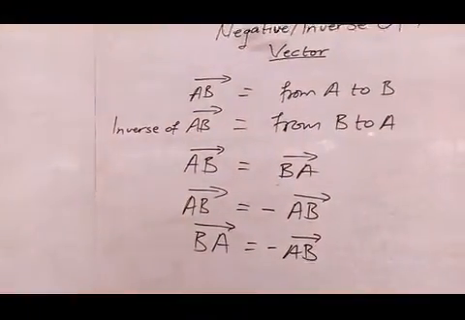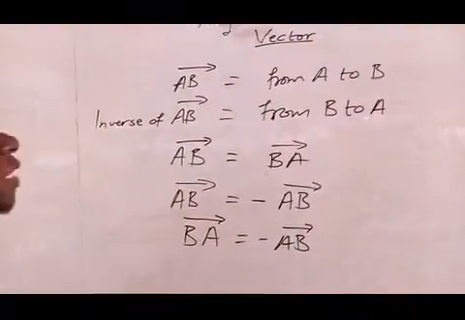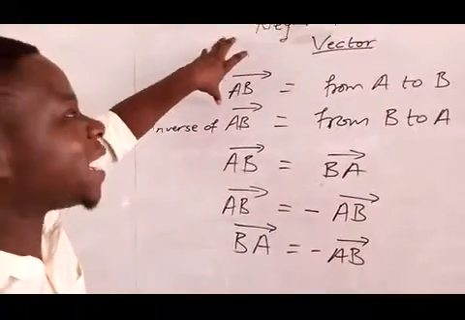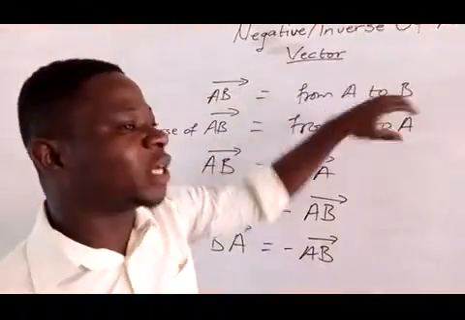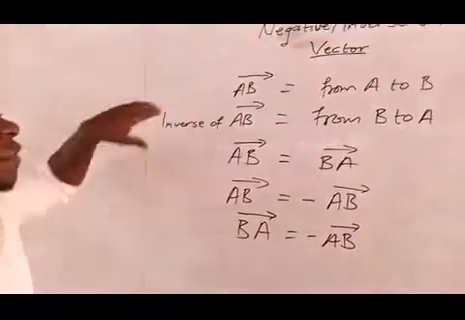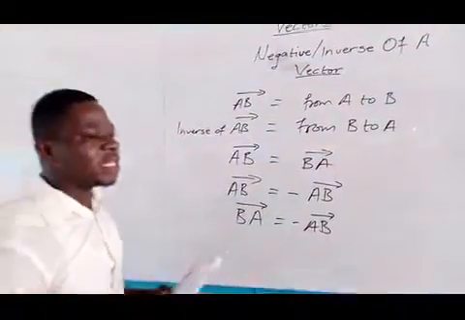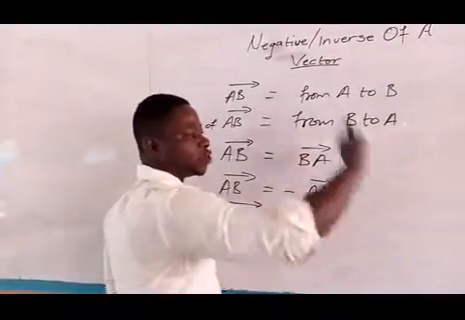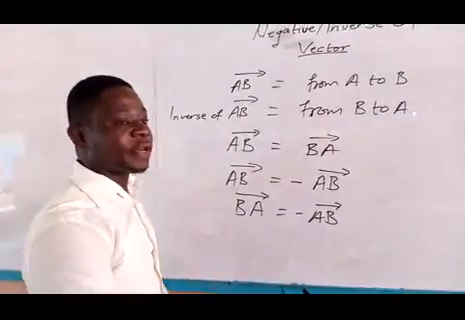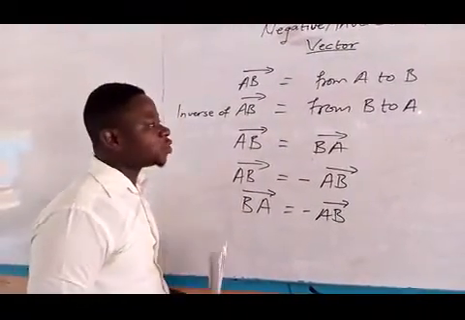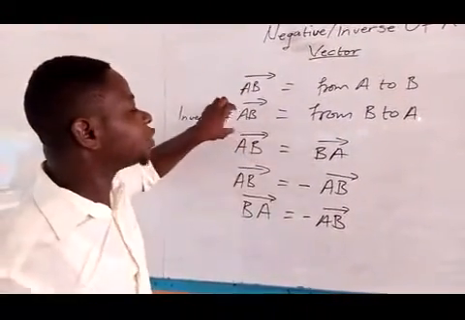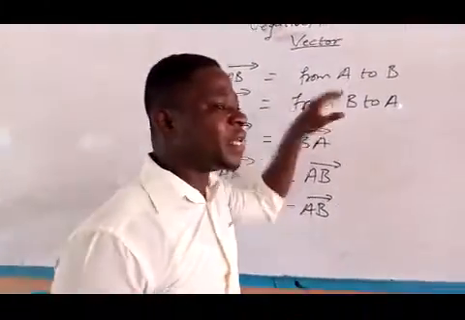Let me go through this once more. We are talking about a vector, in this case vector AB. It is the same as from A to B, or the vector from A to B. And then the inverse of the vector from A to B is actually from B to A. When I'm talking about the inverse of something, you can say the reverse of it, or you can say the converse of it. So then we can say the inverse of AB, or the inverse of A to B, is the same as B to A.